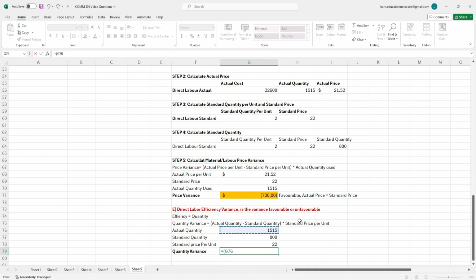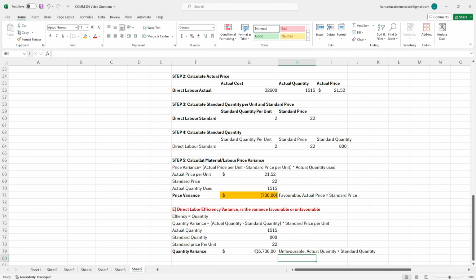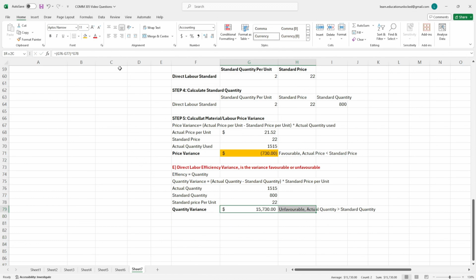So actual quantity 1515 minus standard quantity of 800, close the parentheses, times our standard price per unit. All right, so that gives us 15,730. So what do you guys think? Is this favorable or unfavorable? This would be unfavorable. And why? There are 2 ways of knowing. Since it's a positive number, it should be unfavorable. And because your actual quantity is higher than your standard quantity. All right, so there is our answer. All right, thank you.